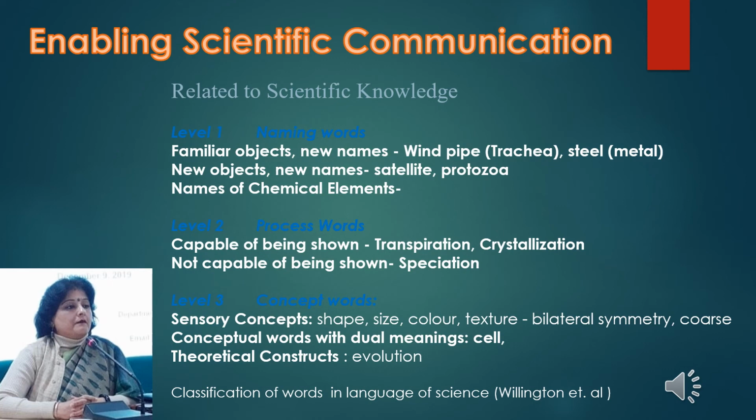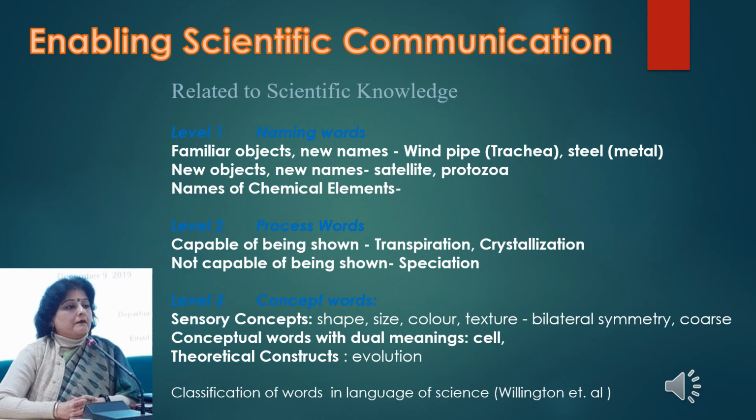And therefore, the process words which cannot be shown are comparatively more difficult than the words that can be shown. And level 3, according to Wellington, are the most difficult words because they are concept words. They can also be further categorized into sensory concepts, which are based on shape, size, color, like bilateral symmetry or cores, which can be experienced at least through senses, but they are concepts.